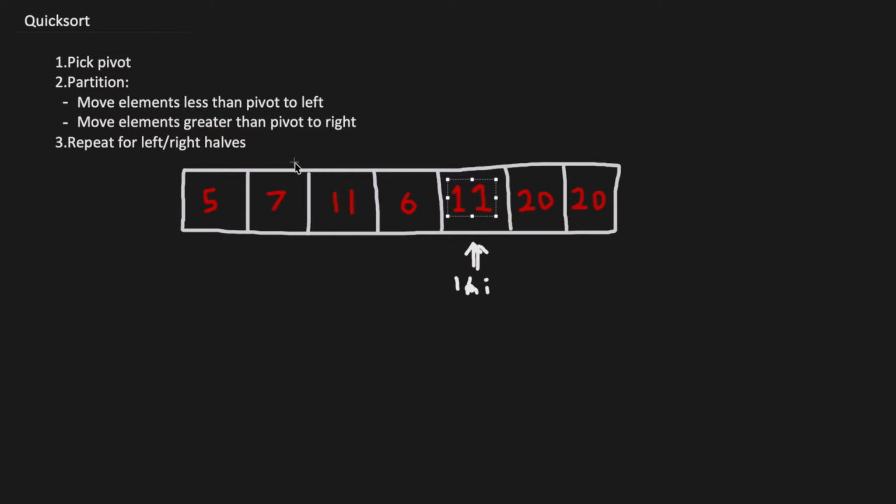So after we do this, we can see that this part of the array, all the elements here are less than the pivot, and all the elements here are greater than the pivot. Once we've done this, we look at each half of the array, this half and this half, and then we redo the quicksort algorithm on it. So we'll pick a new pivot, partition this one, and do it again.